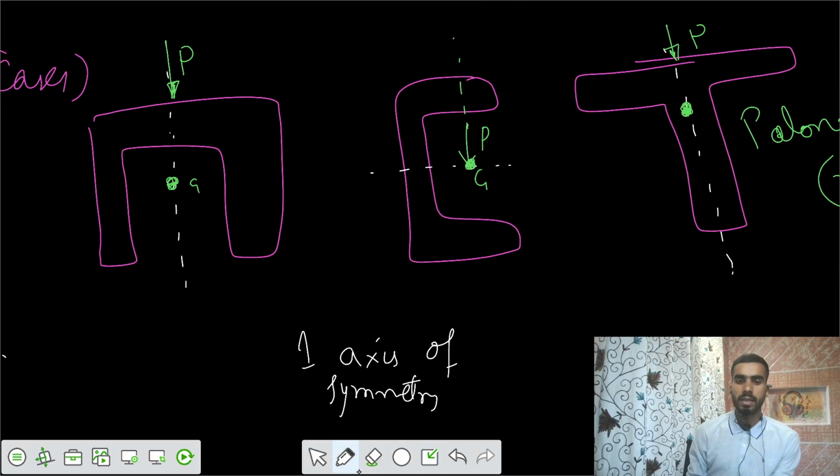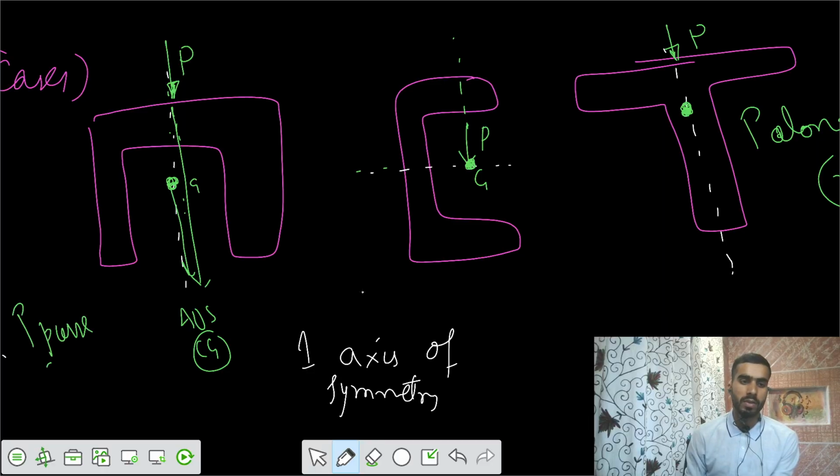And for this case, we have an axis of symmetry, and we can take the first part where the load passes along the axis of symmetry. Along that line we also have the CG. So the load P passes through G, and you can remove that G. G is not important here. P passes through that axis of symmetry. So we can say there is no twisting of the members.